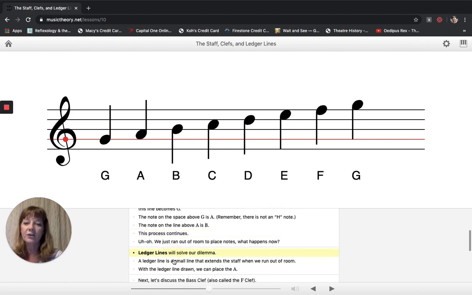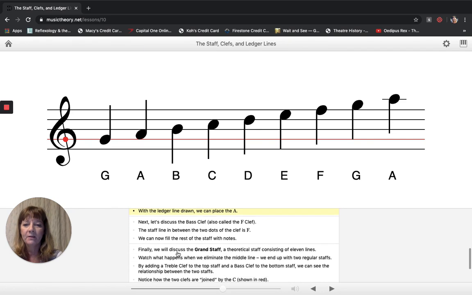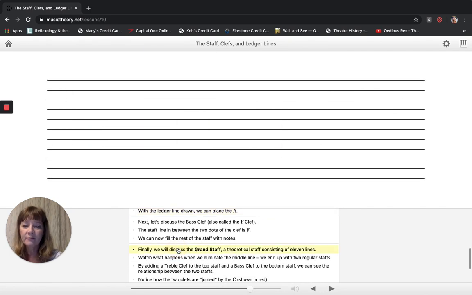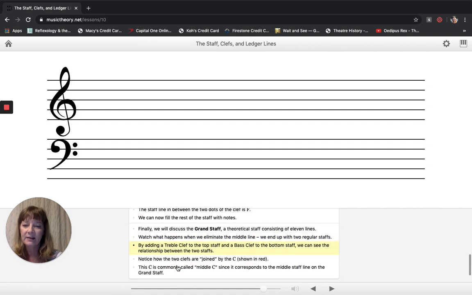We use a ledger line above the staff to represent the next note in our sequence. Okay. We have a grand staff that is a theoretical staff, and when we take out the middle line, we have two separate staffs that we label treble and bass. And then we use the ledger line C to connect both of them.